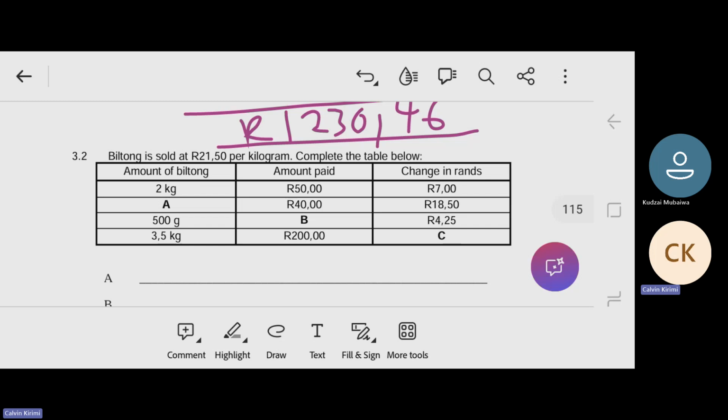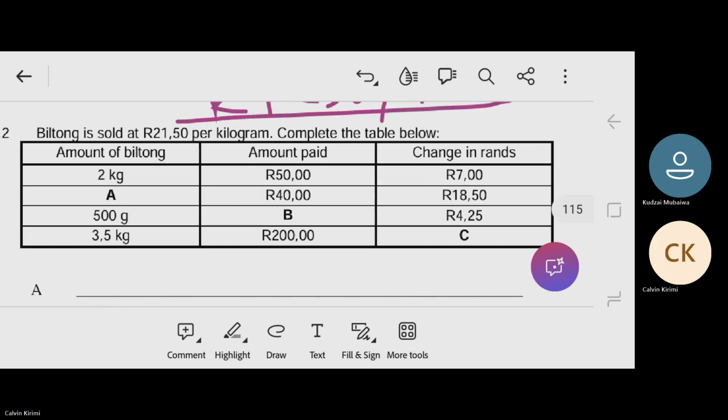Let's complete the table there. Biltong is sold at 21 rands 50 cents per kilogram. So complete the table. What is A? What is B? What is C?